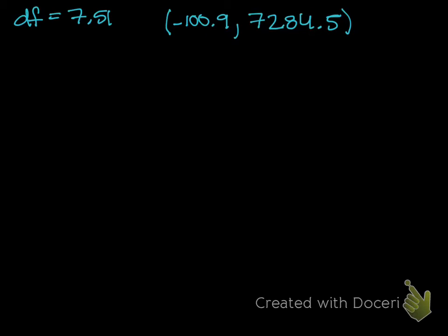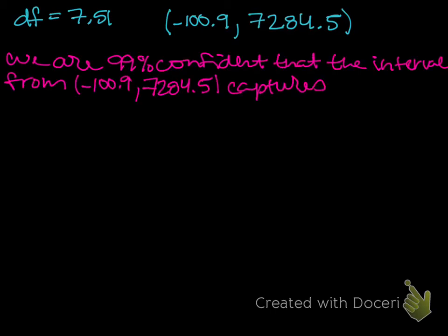All right, conclude. State, plan, do, conclude. That's the last step. We are 99% confident that the interval from negative 100.9 to 7,284.5 captures what? What were we looking for? The true difference in means, mu t minus mu sub w. You can leave it as mu t minus mu sub w because you've already defined them, or you can go ahead and write it out: the true difference in mean capacity of plastic grocery bags from Target and Walmart.